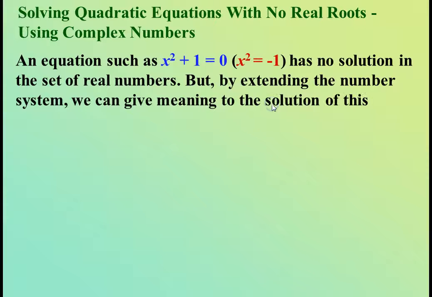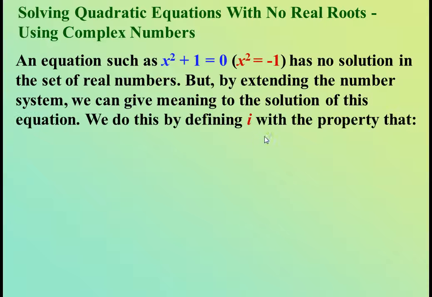But if I extend the number system, we can give meaning to the solution of this equation. We're going to do this by defining i with the following property. We're going to say that i squared equals negative 1. There's no real number that does that, so we're going to call this an imaginary number. Some imaginary number squared equals negative 1. Or if I take the square root of both sides, i would equal the square root of negative 1. We know there's no square root of negative 1, so that's an imaginary number.